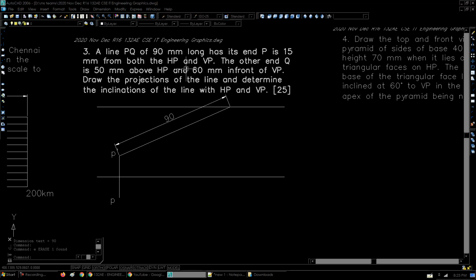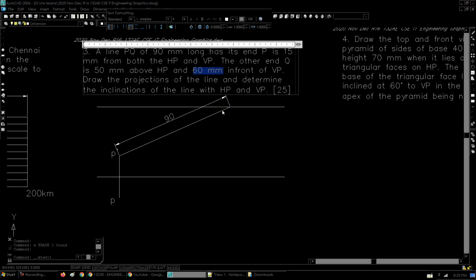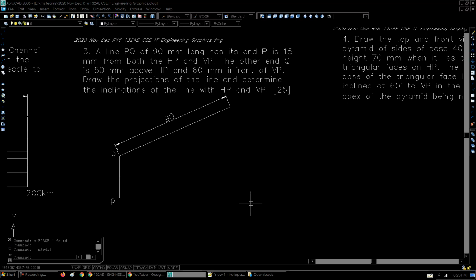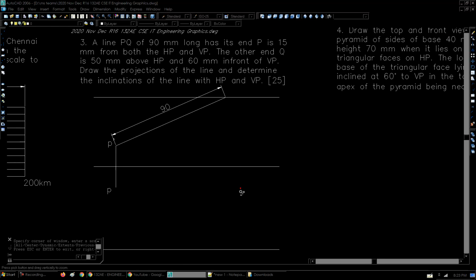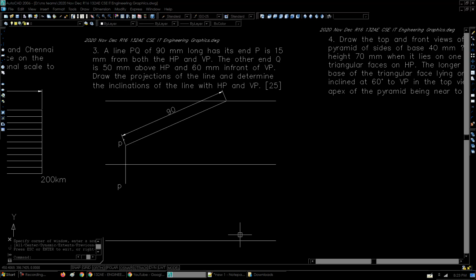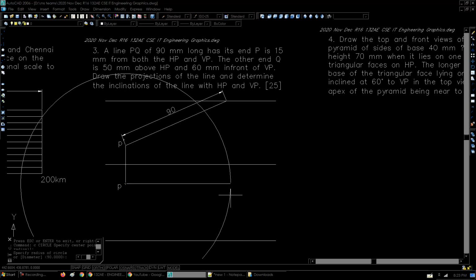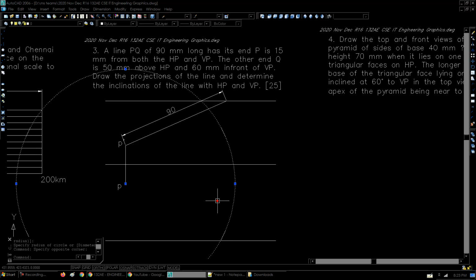Next, the data that is given is that it is 60 mm in front of VP. So the front distance is, of course, going to be visible in the top view. So the top view is going to be below the XY line. So let's take an offset of 60 mm parallel to this line, below. You can see this line has been placed over here. Once again, making use of the true length, which is 90 mm, we can draw a circle of radius 90 mm which will intersect with this line at 60 mm from the XY line. So the intersection of that point will give us a true length once again.